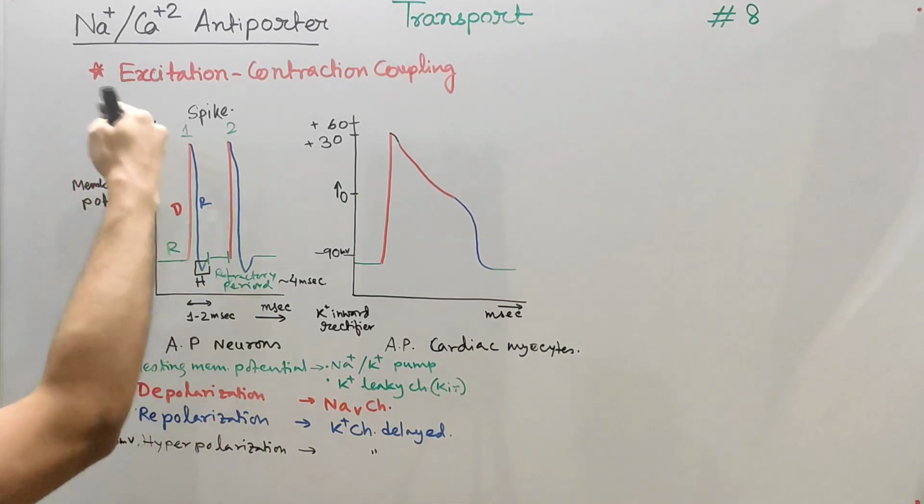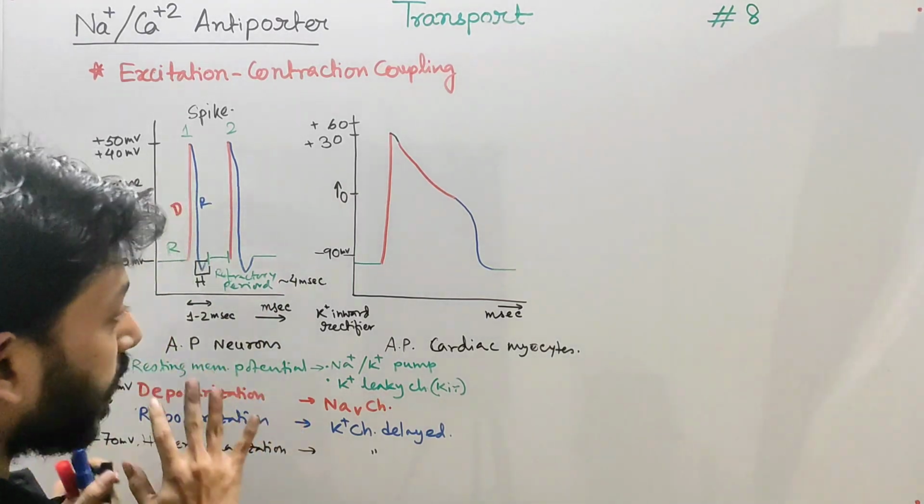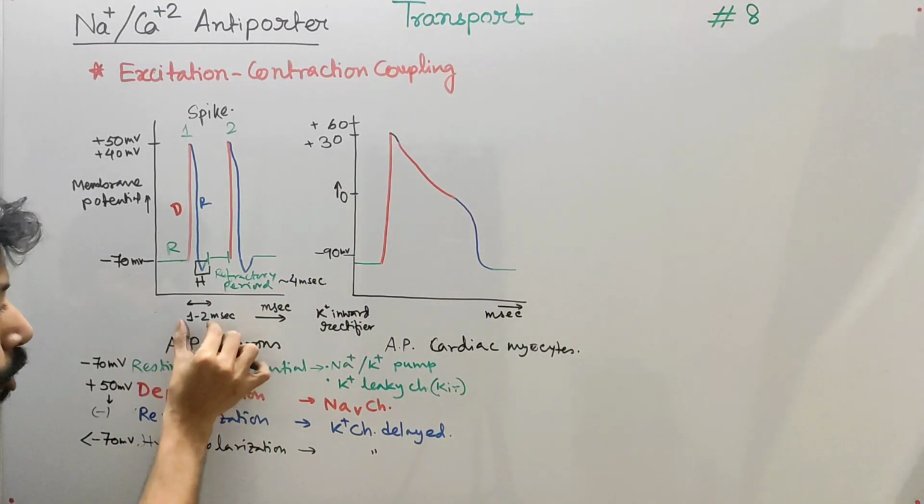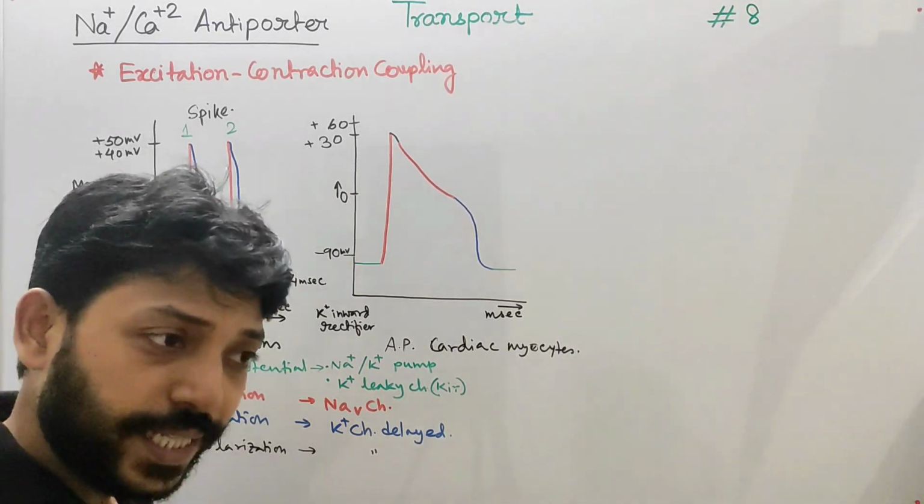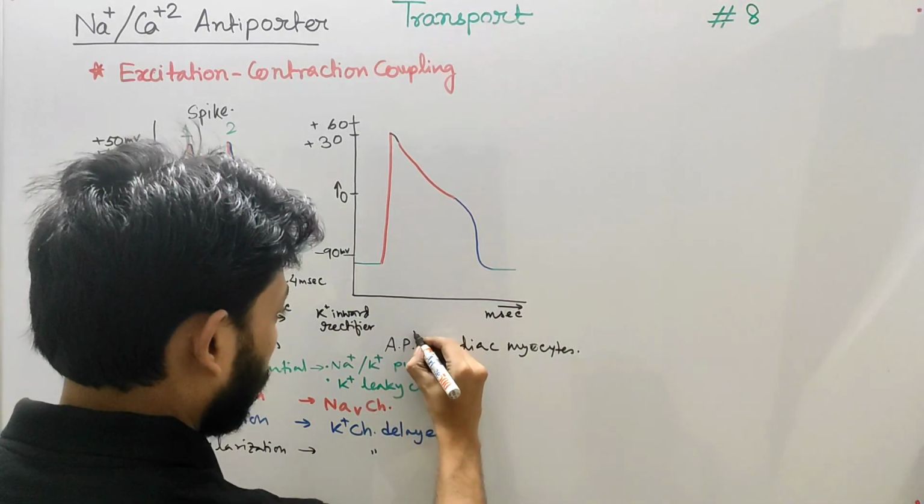That's why it actually continues to generate the action potential. Now let me explain the cardiac myocytes. Here only the action potential takes 1 to 2 milliseconds, and in case of myelinated neurons it takes less than 1 millisecond. But in case of cardiac myocytes, here is the difference.